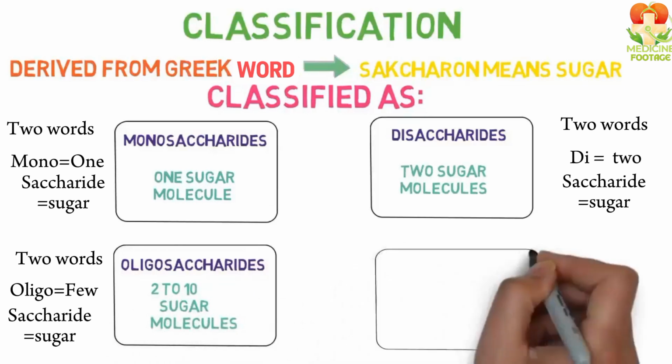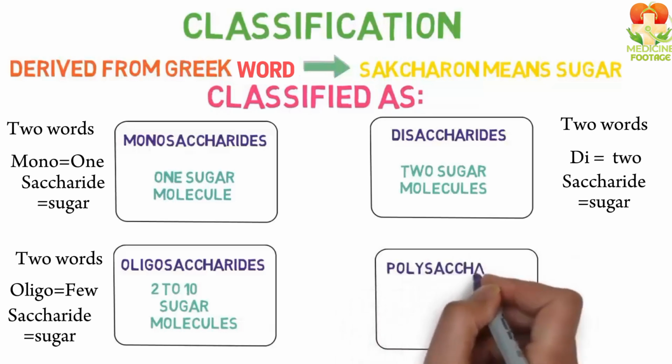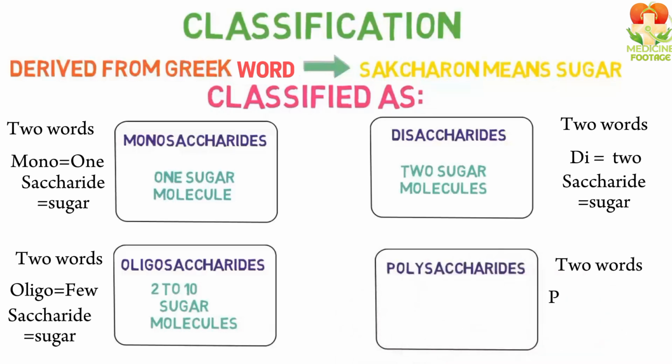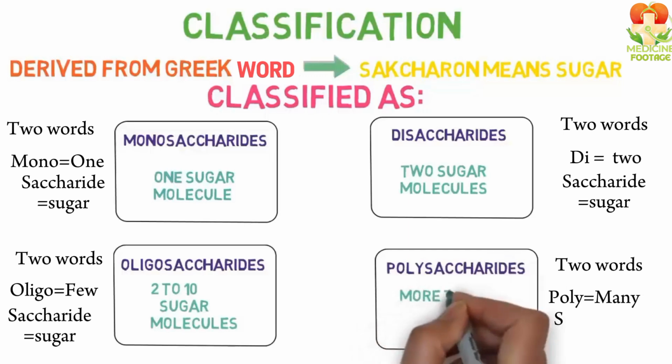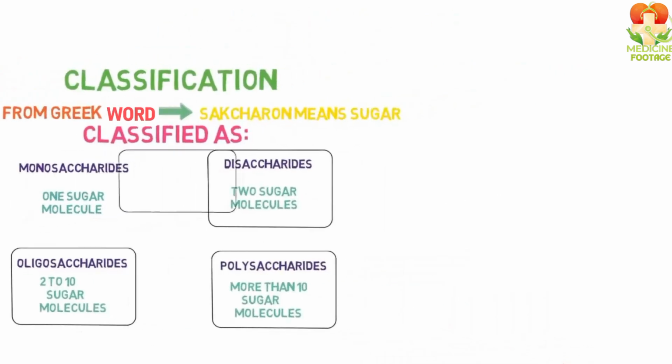The last classification is polysaccharide. It is made up of 2 words. Poly means many, and saccharide means sugar. When many sugar molecules combine, we call it a polysaccharide. And here many means more than 10 sugars, because 2 to 10 sugar molecules are included in oligosaccharides. Let's move forward to study them one by one in detail.